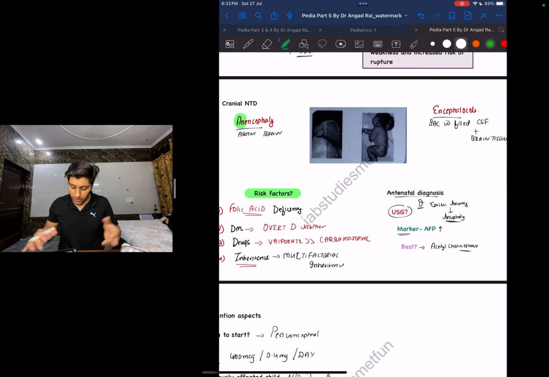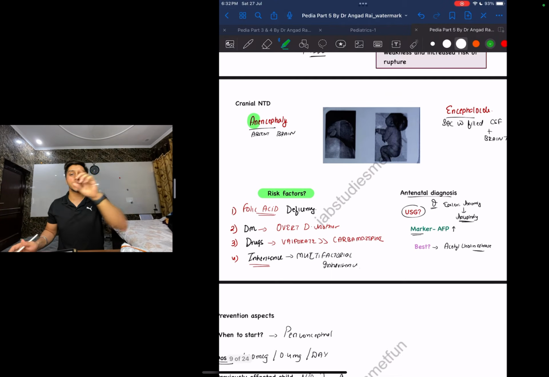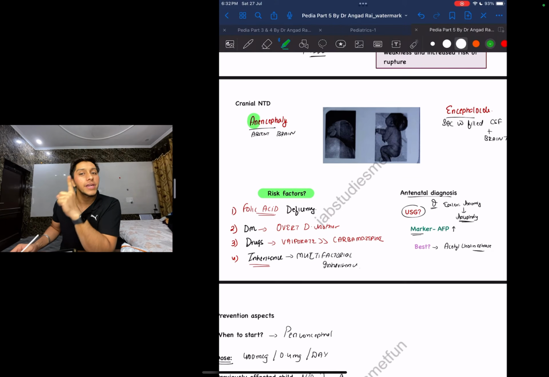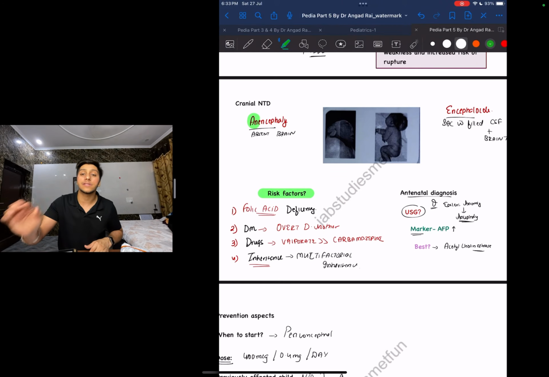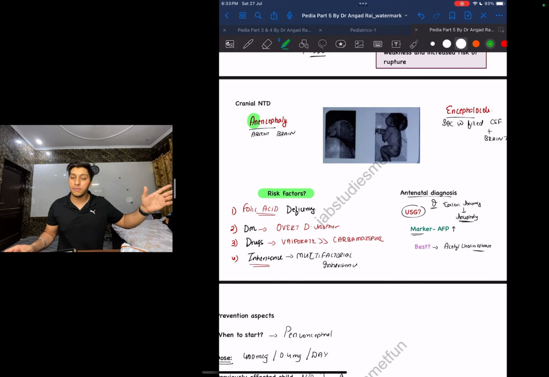Now let's talk about the risk factors associated with why a person suffers from NTD. First are the 4 most important. One, deficiency. What deficiency, guys? Folic acid deficiency. Then diabetes mellitus. What type of diabetes? A mother who has overt diabetes. Please be careful: NTDs are most commonly seen in overt diabetes rather than gestational diabetes. What is the difference? Gestational diabetes is when a mother develops diabetes during her pregnancy, while in overt diabetes the mother was already diabetic before her pregnancy. So the mother who was already diabetic before her pregnancy is at increased risk of NTDs.